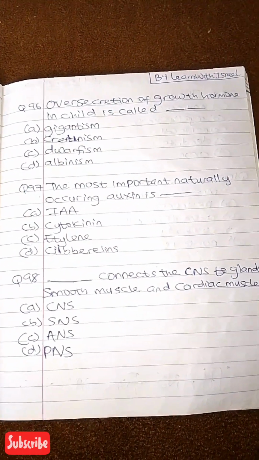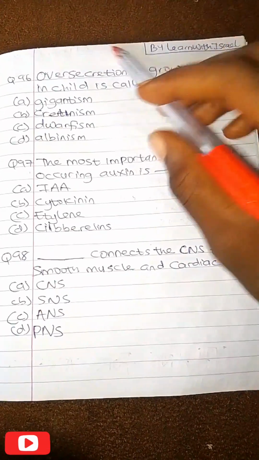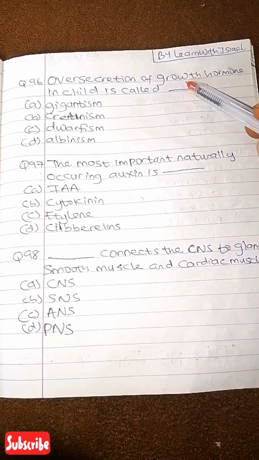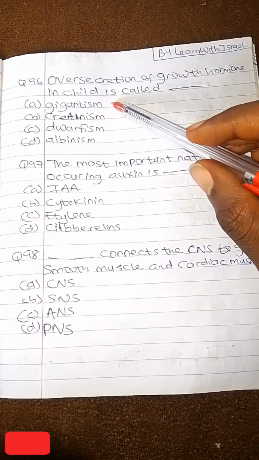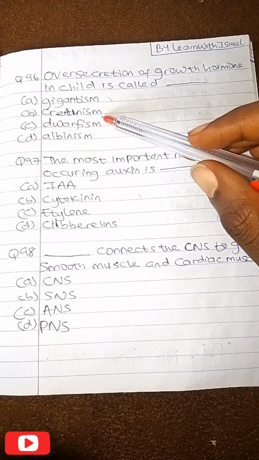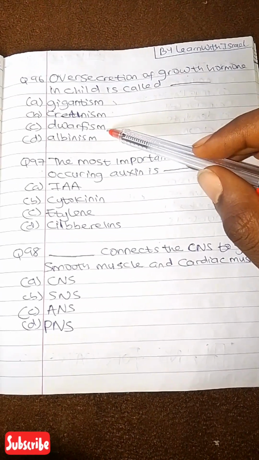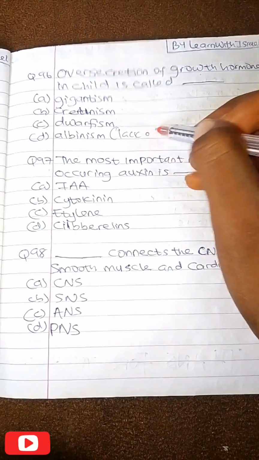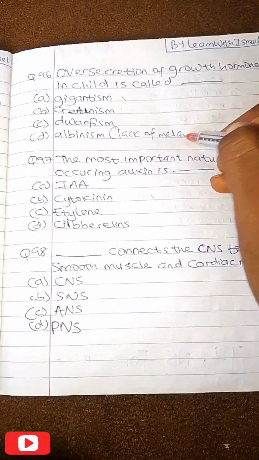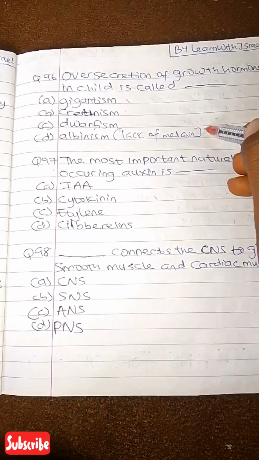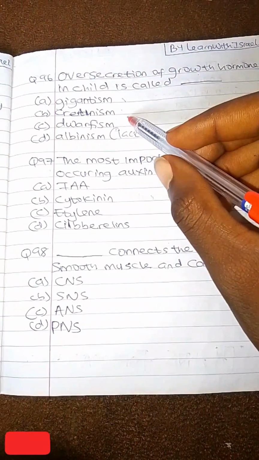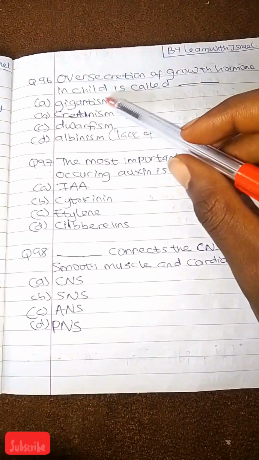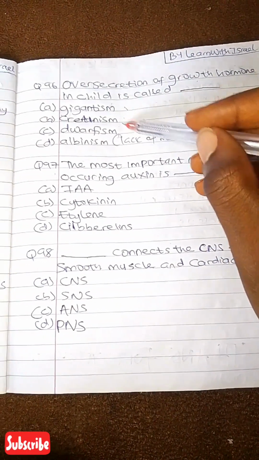Question 96. Oversecretion of growth hormone in child is called dash. A. Gigantism, B. Cretinism, C. Dwarfism, D. Albinism. So albinism is the lack of melanin. That's albinism, which is wrong. Dwarfism means undersecretion of growth hormone in child. So dwarfism is also wrong.